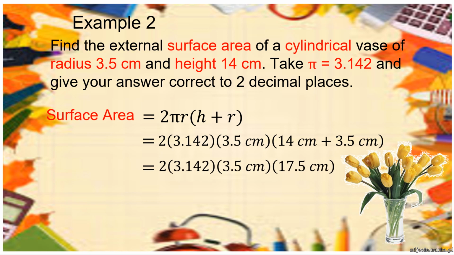Simplifying further, we get 2 times 3.142 times 3.5 centimeters. 14 plus 3.5 is equal to 17.5 centimeters. And simplifying further, we get what? Very good. It is equal to 384.895 square centimeters. So that is the external surface area of a cylindrical vase.